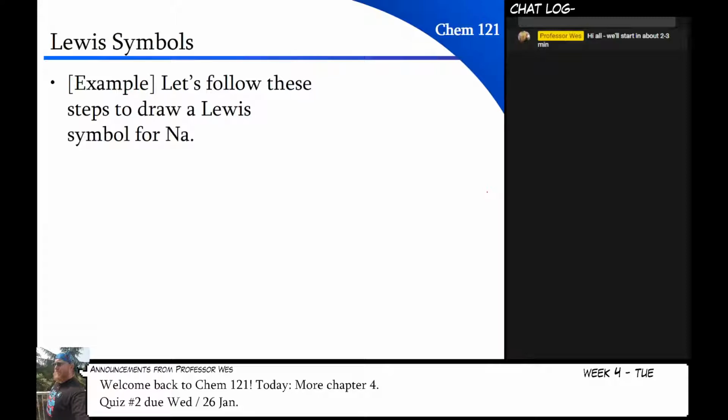All right. We're going to draw the Lewis symbol for sodium. So the first thing that we need to do is draw the atomic symbol. Well, I've already written the atomic symbol for you in the problem statement right here, yeah? So, there you go. We'll just plop it on the paper.